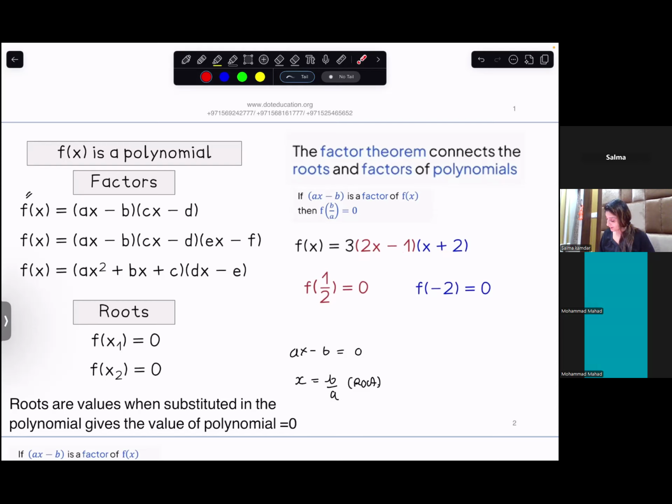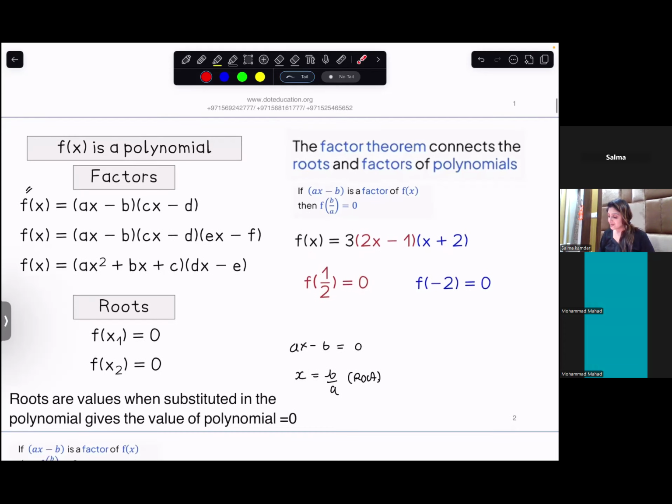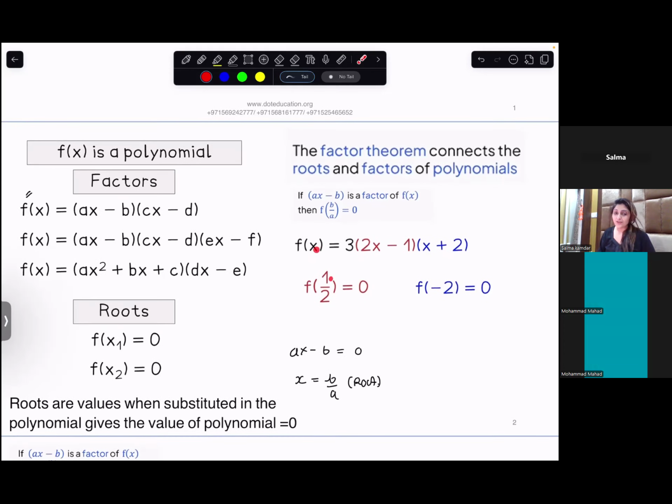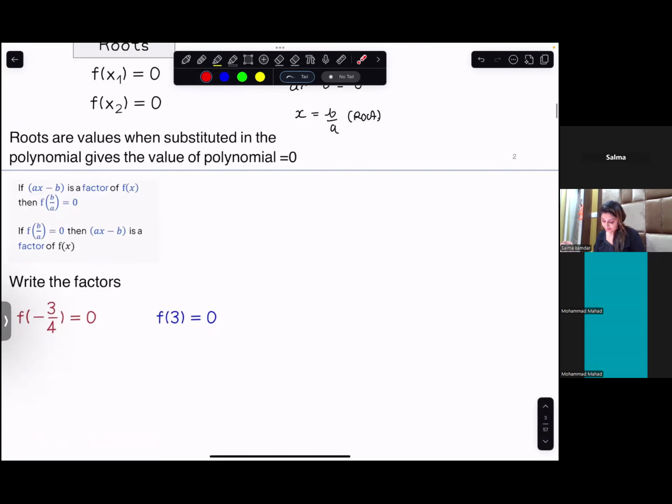If I substitute 1 by 2 in f of x and I get a 0, that means it is correct. So what is a root? A root is the value that, when you substitute it in the polynomial, you get the answer as 0. I hope you're with me. If ax minus b is a factor, can you give me the root?